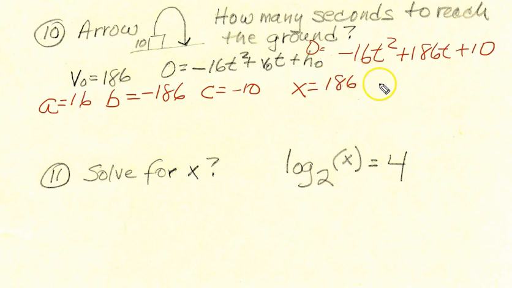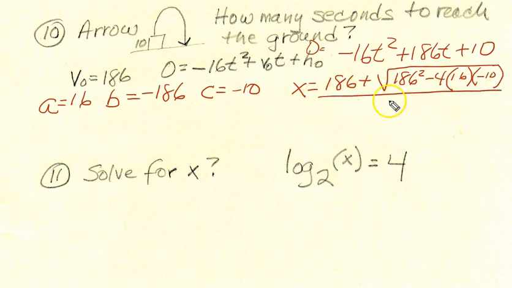Now we can throw out the minus because we're not going to use it. So plus the square root of 186 squared minus 4a, which is now a positive 16, and our C, which is a negative 10. And this is all over 2 times 16. 2 times A is 32.